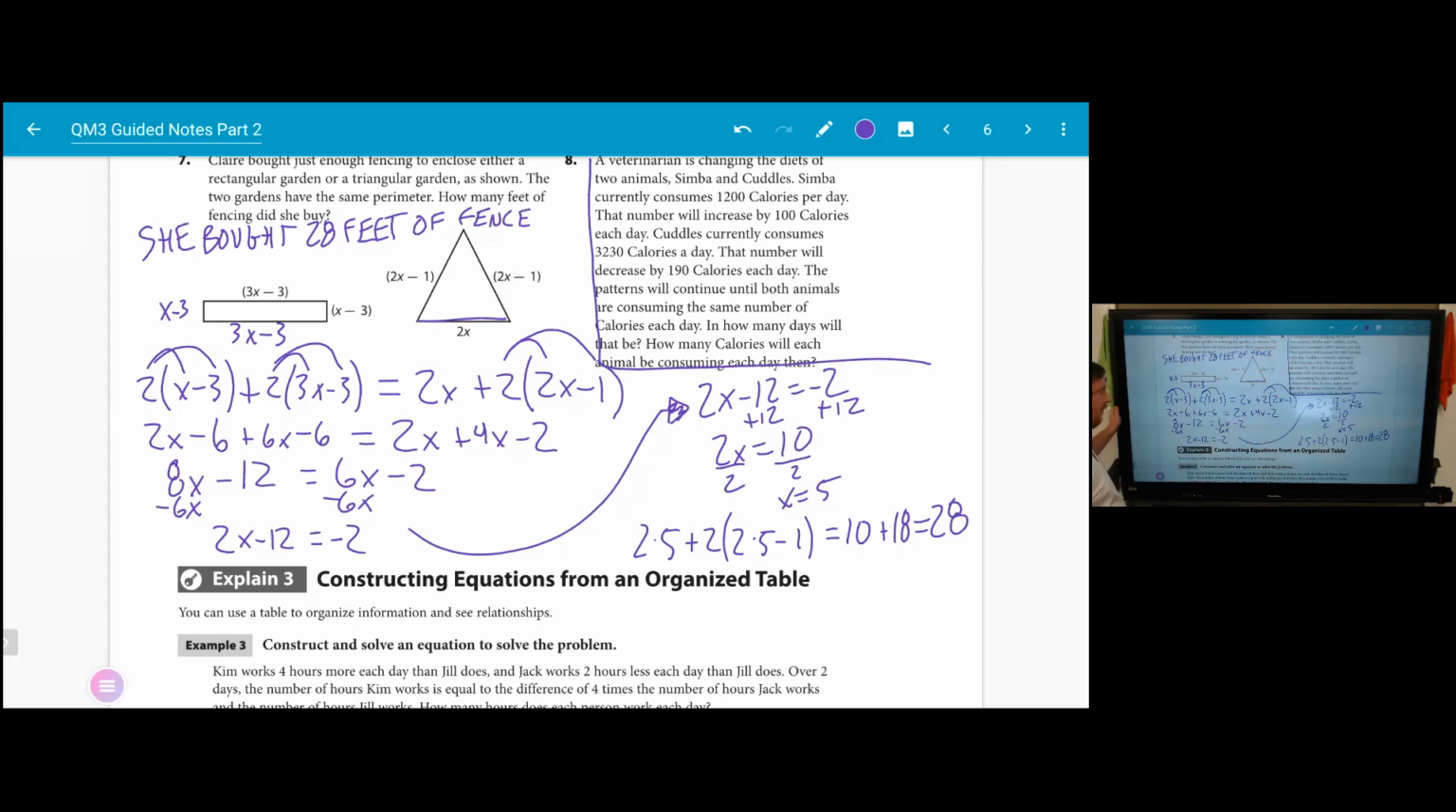Okay. Now, 3 is just basically the same thing that we've been doing, talking about tables, and that's okay. We're going to kind of not do that part in this way. We're going to kind of work through that when we do our problems.